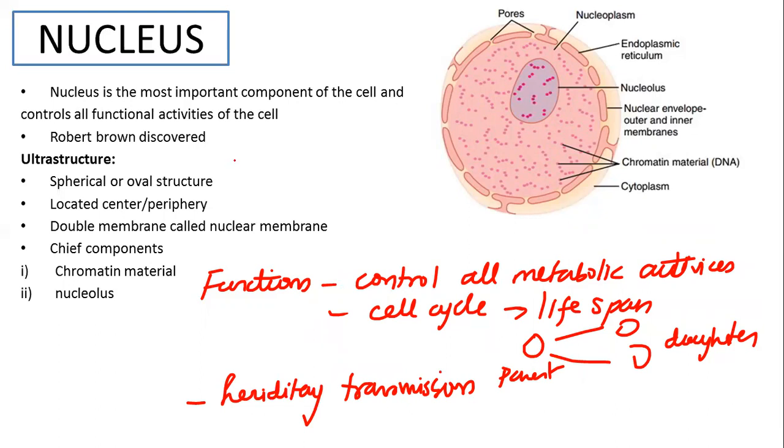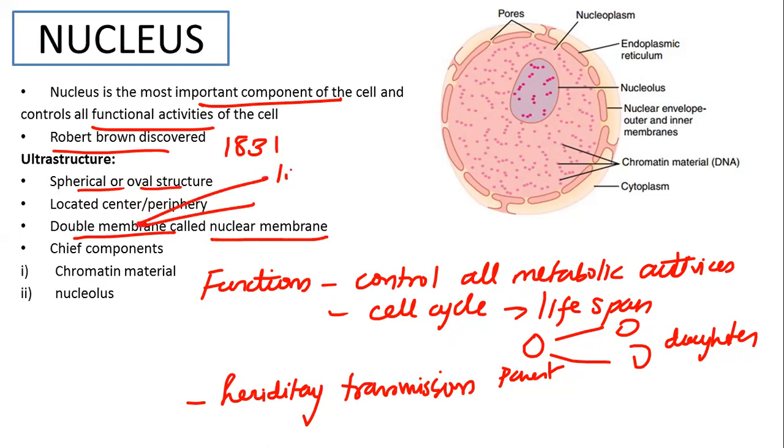What is the nucleus? The nucleus is the important component of the cell which controls all functional activities. It was discovered by Robert Brown in 1831, right? It is spherical or oval in shape. It has a double membrane, and those membranes are called the nuclear membrane. Those membranes are of two types: the inner membrane and the outer membrane. Both are there. Am I right?